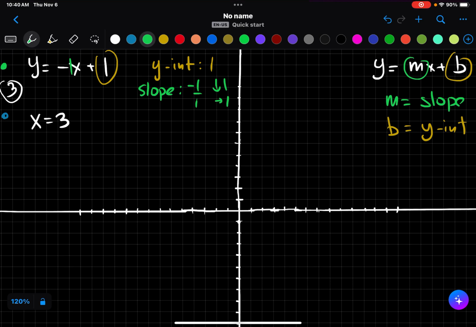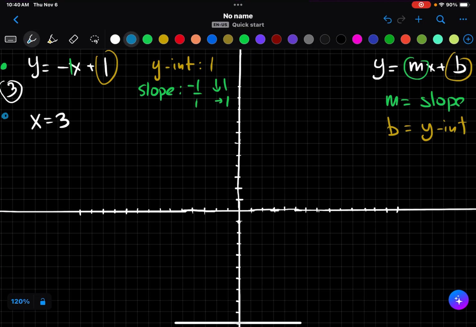Now the blue one, it's a little weird. It doesn't really have a y-intercept. Doesn't really have a slope either. It's weird because there isn't a y. So if there's no y, you can't even do the slope-intercept form. And I didn't really tell you exactly in class how to deal with these problems.